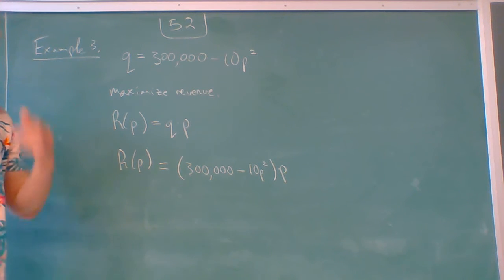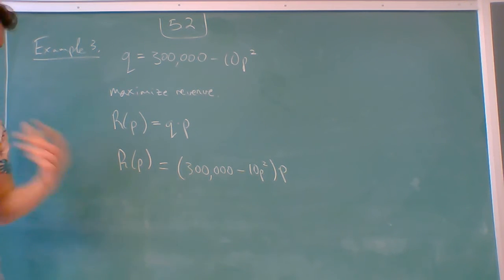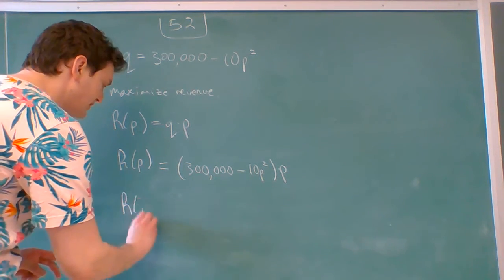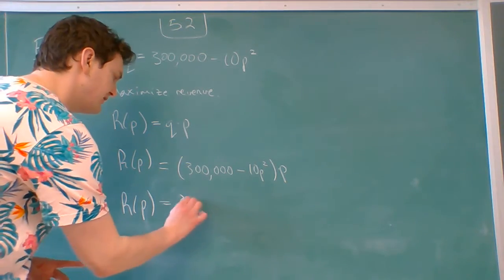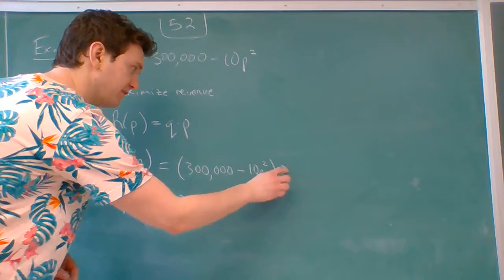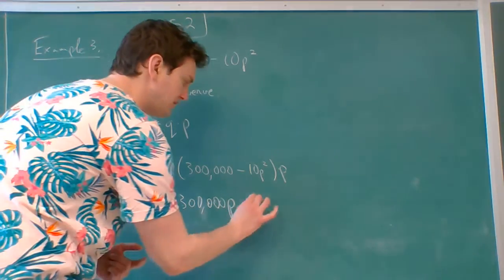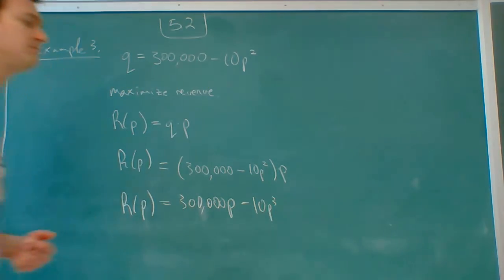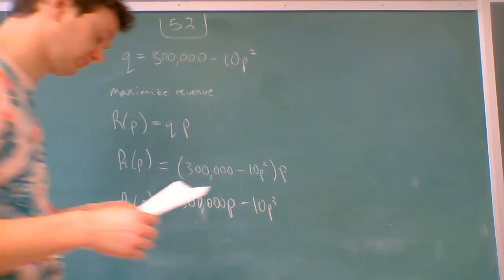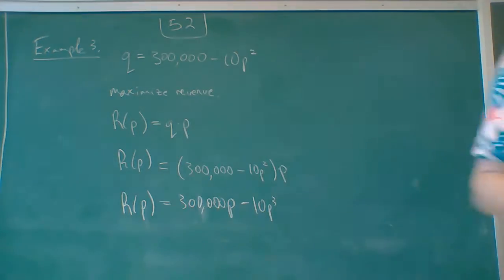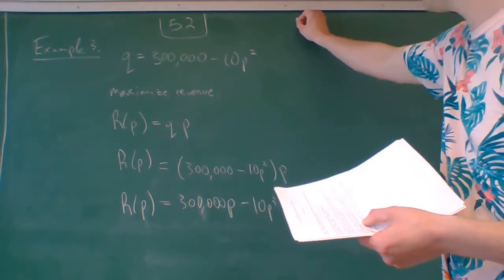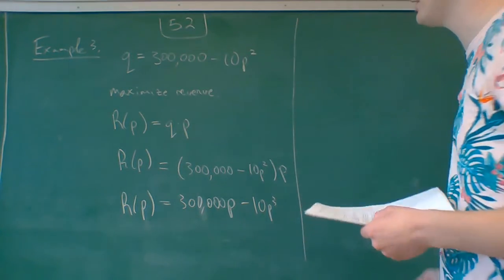I know I'm going to be taking a derivative of this, so to make my life easier, I'm going to distribute this P. So I have 300,000P minus 10P cubed. Let's worry about the endpoints at the end. Let's get the derivative of this and set it equal to 0.